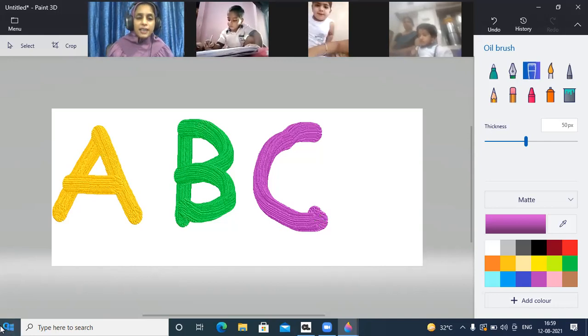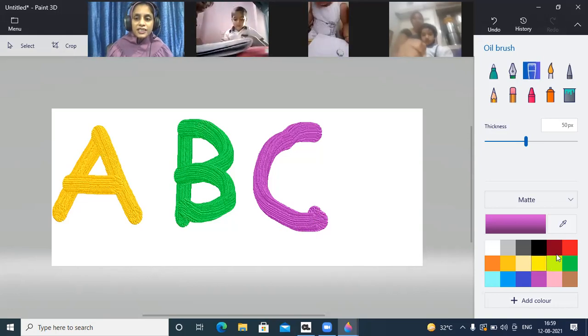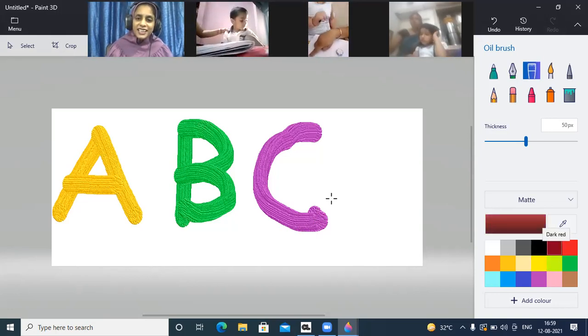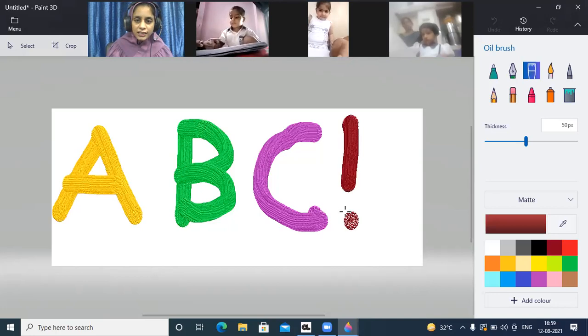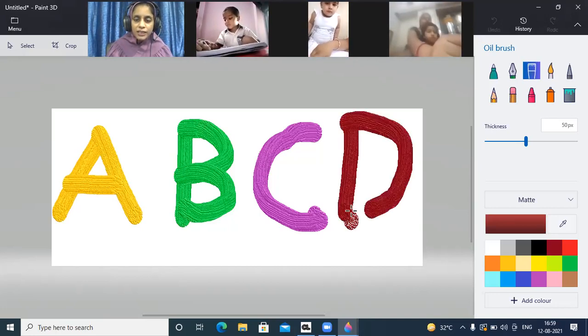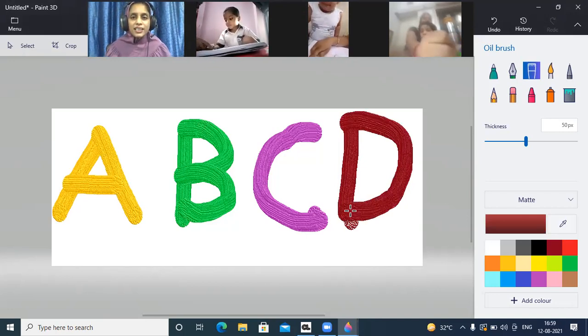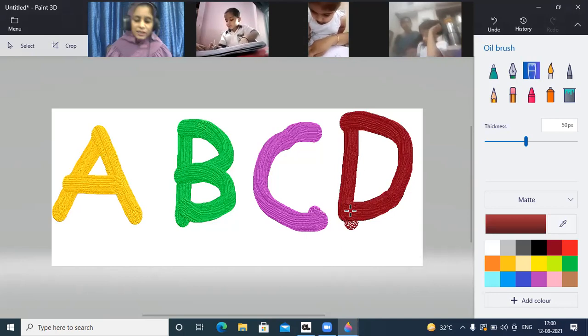Okay, then A, B, C, and after C, D. So, how to make letter D? One standing line and curve makes letter D. D says da. So, where is letter D?